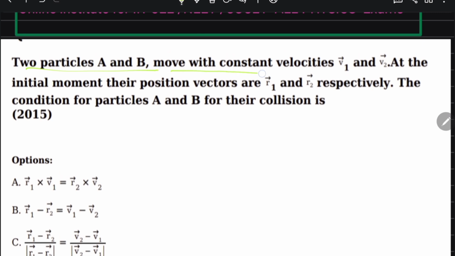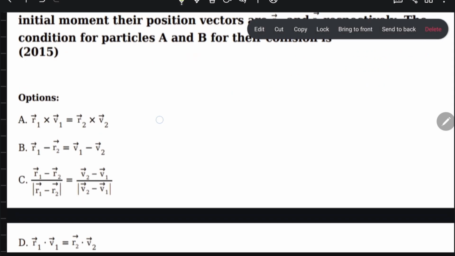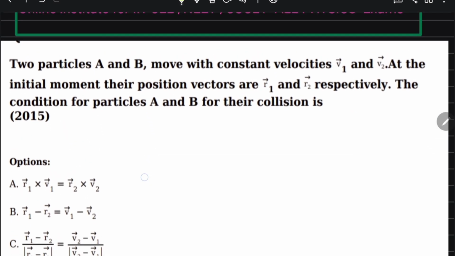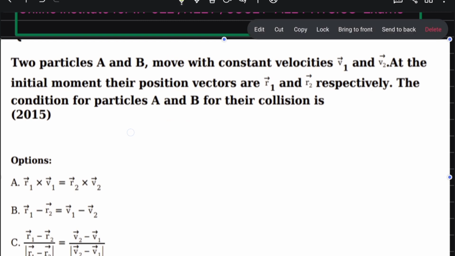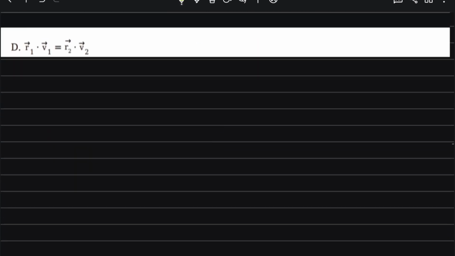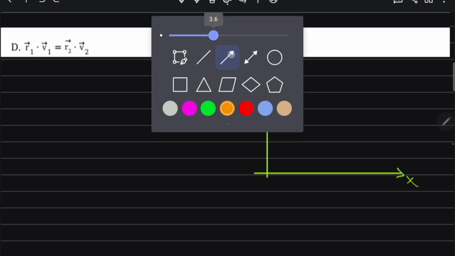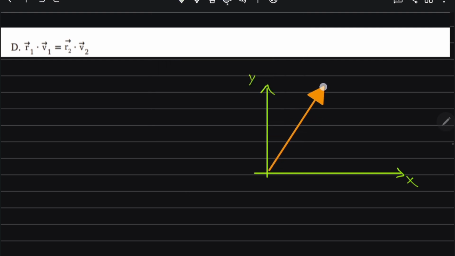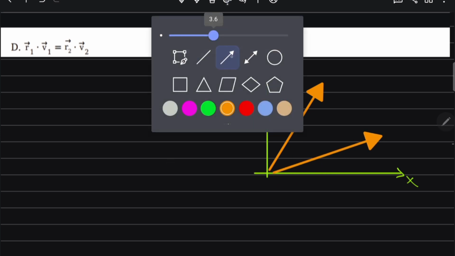Two particles A and B move with constant velocities v1 and v2. At the initial moment their position vectors are r1 and r2. What is the condition for the collision of particles A and B? See, this is our coordinate system. This is the x-axis, this is the y-axis. This is one particle, and this is also another particle.